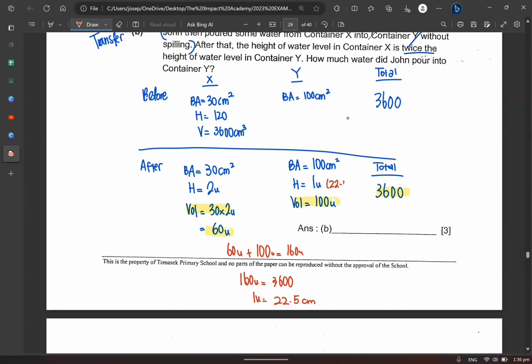This is 1 unit. Now the question says, how much water did John pour into container Y? So you can see Y is over here. So the volume of water in Y will have to be 22.5, which is the height, times the base area, which is 100. You move 1, 2, you get 2250 centimeter cube. So therefore, this is my answer for this question.